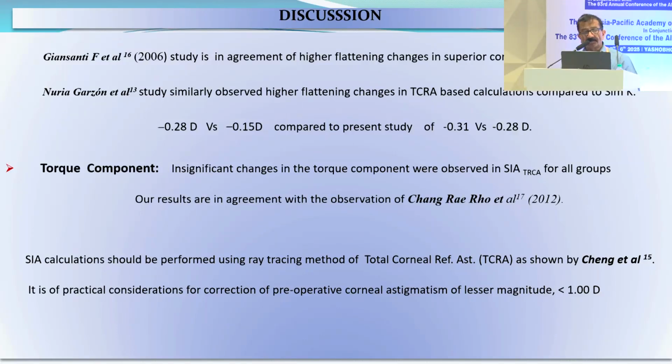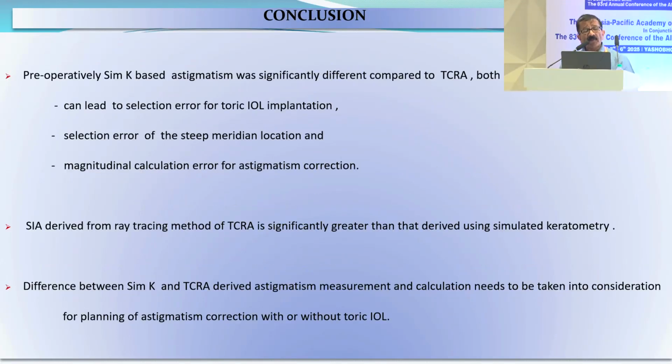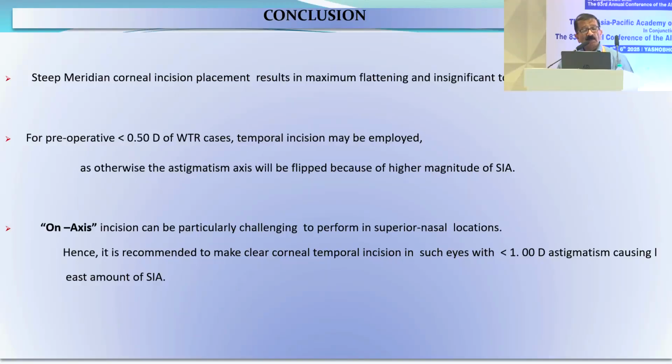The preoperative SimK based astigmatism was significantly different compared to TSI, both in magnitude and angle, and this can cause selection errors in toric implantation, steep meridian location errors and calculation errors. The SIA derived from the ray tracing TSI is significantly greater than that derived from the simulated keratometry. Hence, this needs to be taken into consideration for planning the astigmatism correction with or without toric IOL. The steep meridian corneal incision placement results in maximum flattening with a minimal torque component of the SIA.